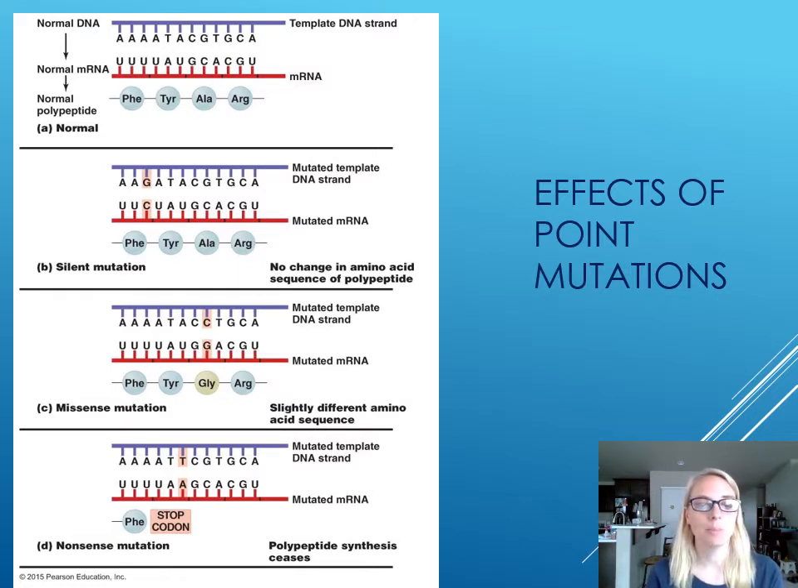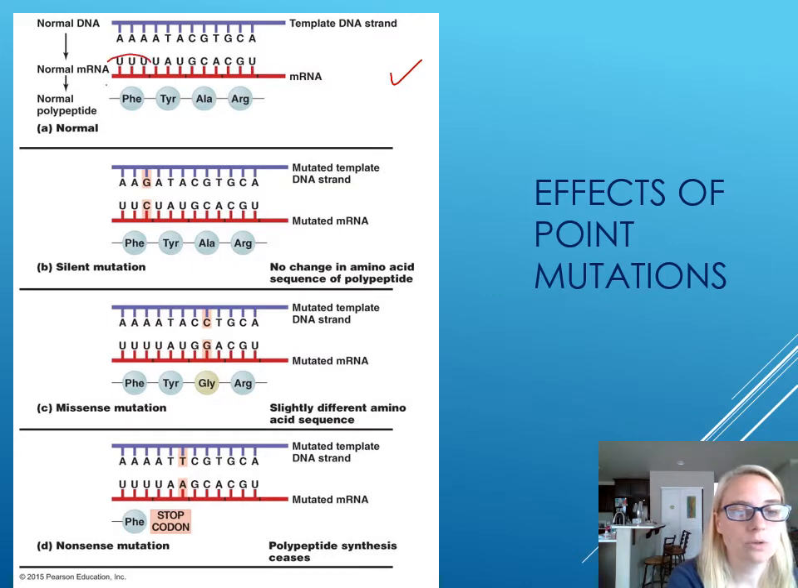So in the top picture here, we have the normal code. We have the DNA strand, just that one half of it. The blue or purplish DNA is the template strand, and then the complementary mRNA, right? So A's with U's, C's with G's, T and A. And then the codons. UUU codes for phenylalanine, UAU codes for tyrosine, GCA codes for alanine, GCU codes for arginine.